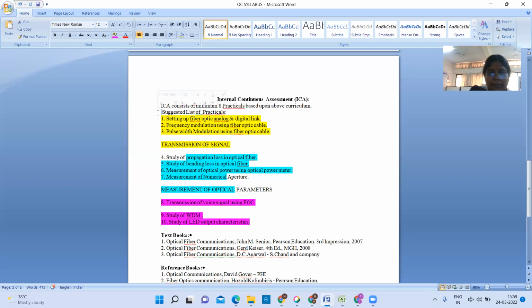Okay, so is it clear what practicals I have discussed? And one more thing I have shown you. This is the optical power meter. To one end of this you can connect the optical fiber. And this second end of this optical fiber cable, you can connect it to the optical source.